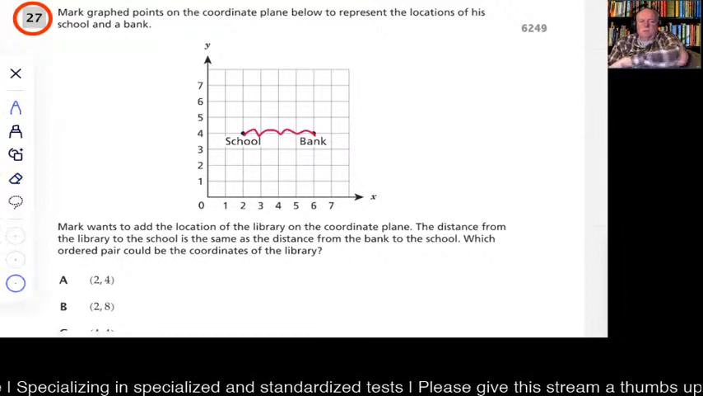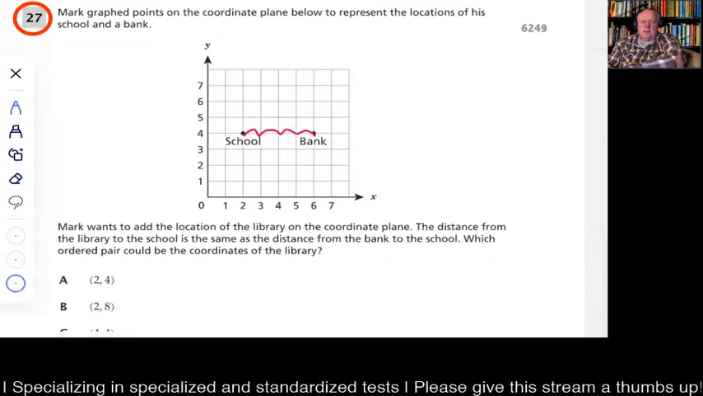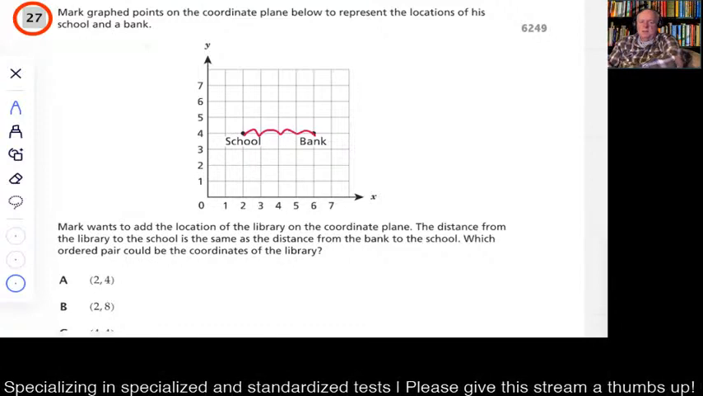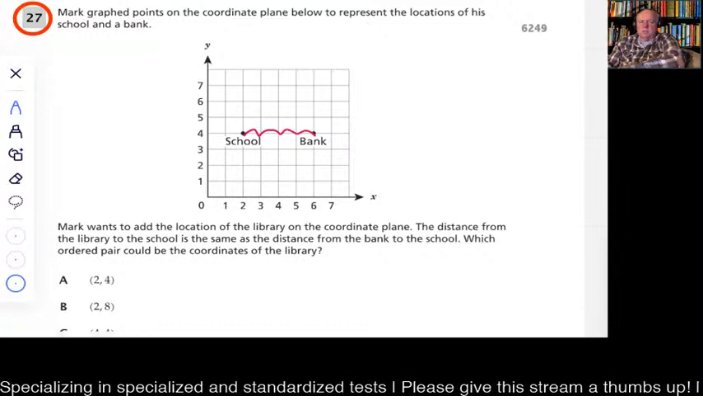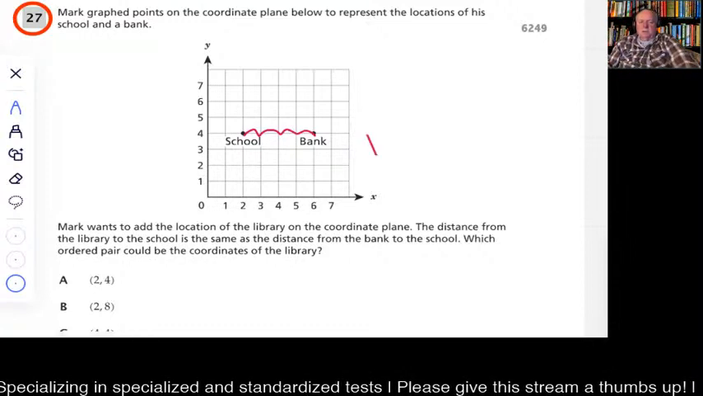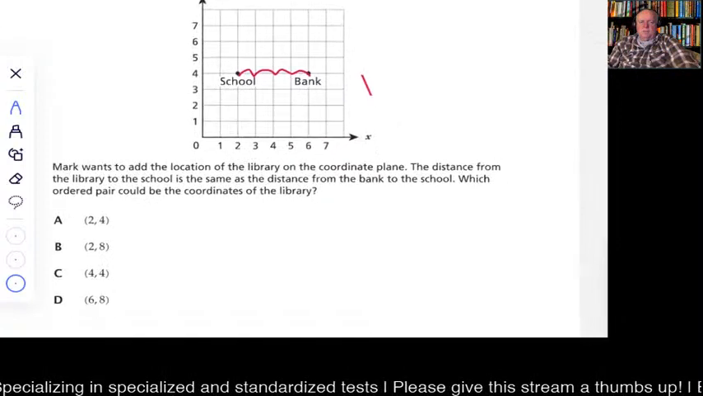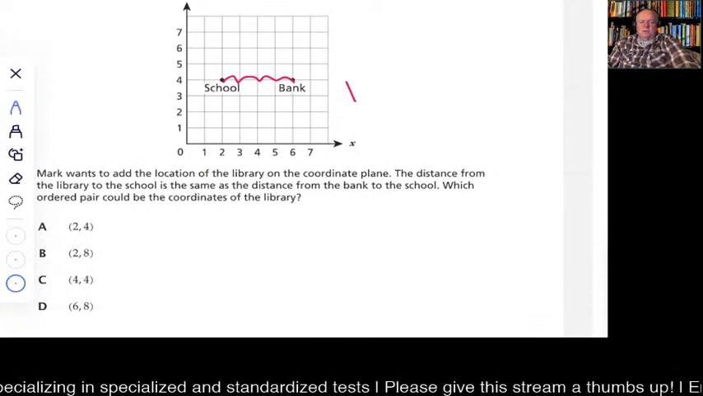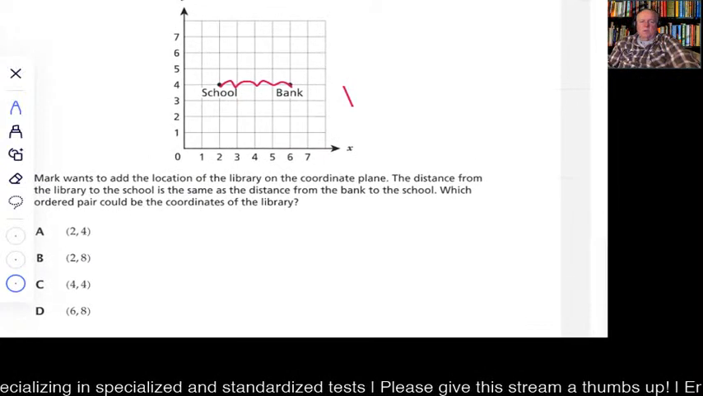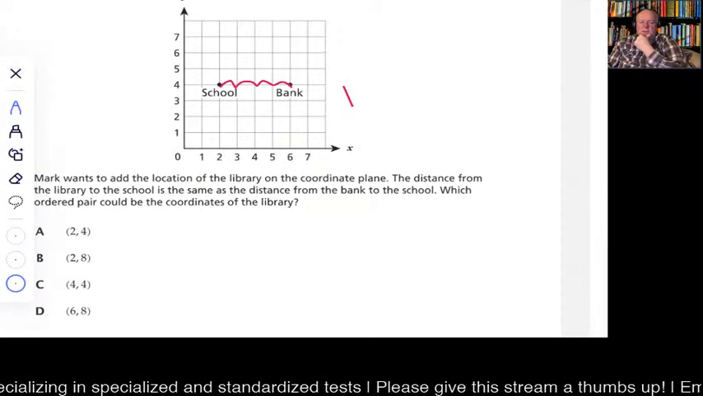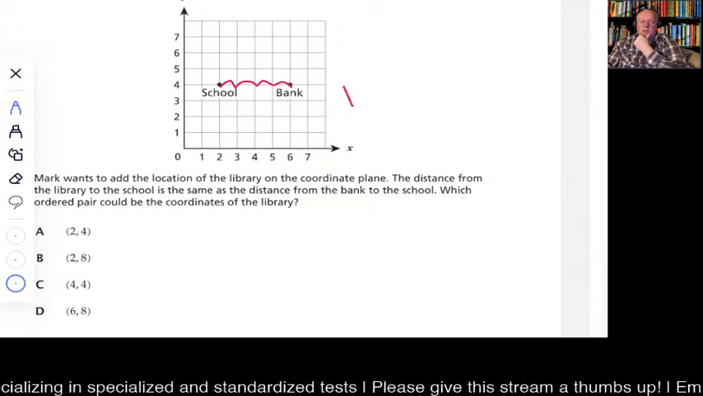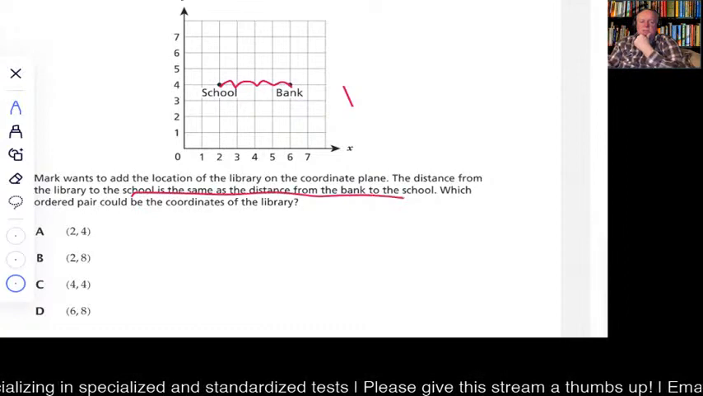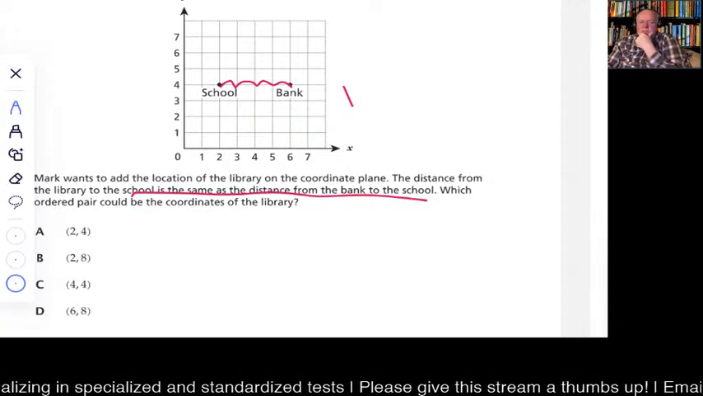All right, so let's go back to the words because they're not really giving us much there. Mark graph points on the coordinate plane below. They represent the locations of a school and a bank. All right, so this is not anything out of the ordinary. Mark wants to add the location of the library on the coordinate plane. The distance from the library to the school is the same as the distance from the bank to the school. So that was basically the circle I just drew.